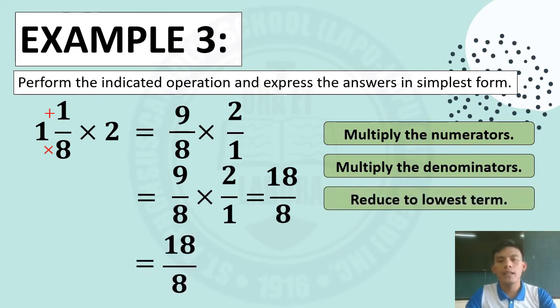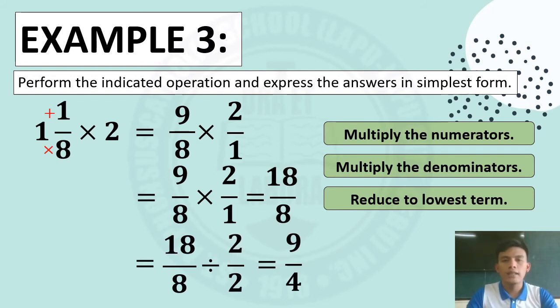We divide 18/8 by 2/2. 18 divided by 2 is 9. 8 divided by 2 is 4. Can 9/4 still be reduced to lowest term? No. 9 over 4 cannot be reduced to lowest term, and that's our final answer.